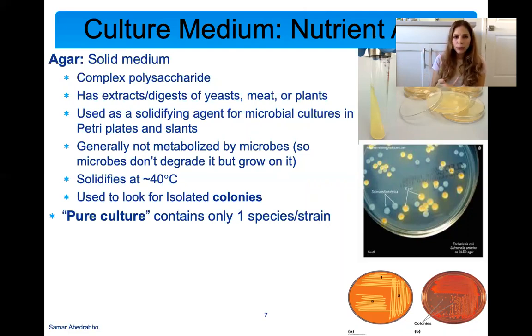And it's liquid when it's really hot. That's how we make it in lab. And then when it gets cool, it solidifies, exactly like jello, if you've ever made jello at home. And we use it to look for colonies of bacteria.